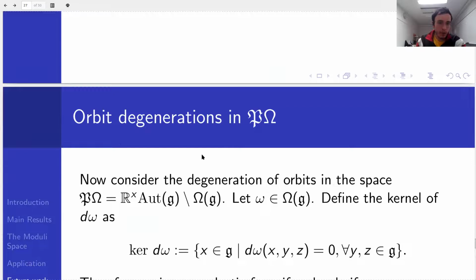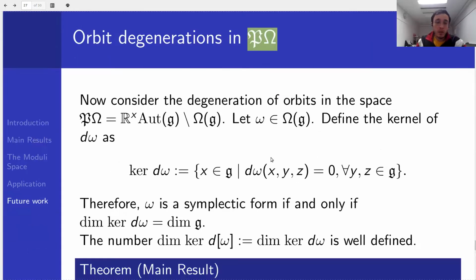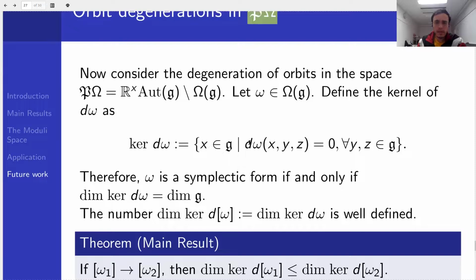But what happens with the orbit degenerations in this particular orbit space that I'm considering? Remember, in my case this is the orbit space of all non-degenerate two forms. So, for example, you can consider the kernel of a two form. The kernel is the subspace of G such that this is 0.